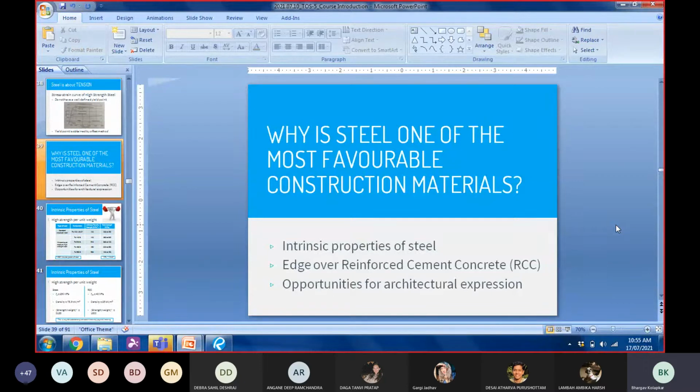Okay, so I've sort of categorized into three. First, what are the intrinsic properties of steel? What does it have inherently in it as a material? And then what properties give steel an edge over the other commonly used construction material, which is reinforced concrete. And I think we have already looked at the opportunities that steel provides for architectural expression by looking at numerous examples in various categories.